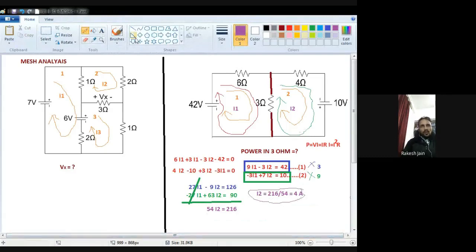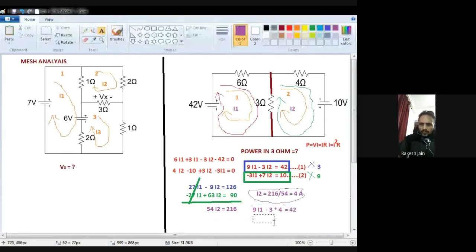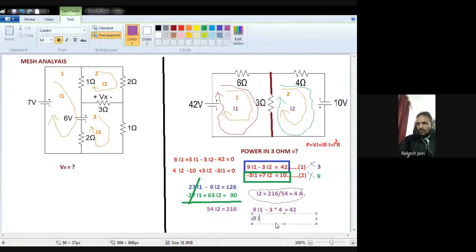Just put this value of current in either the first or the second equation. So 9 I1 minus 3 multiplied by I2. I2 is 4 ampere, so 3 times 4 is 12, that is equal to 42. So 9 I1 is equal to 12 plus 42, that is equal to 54.